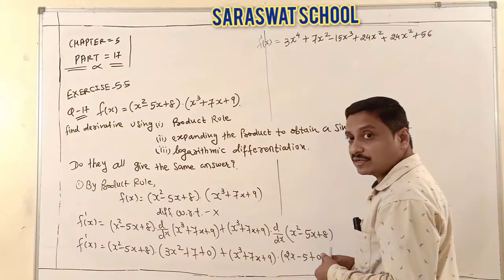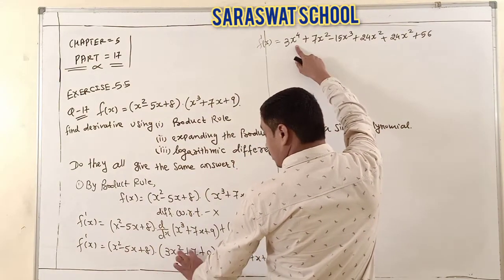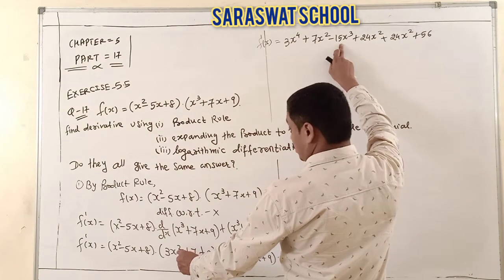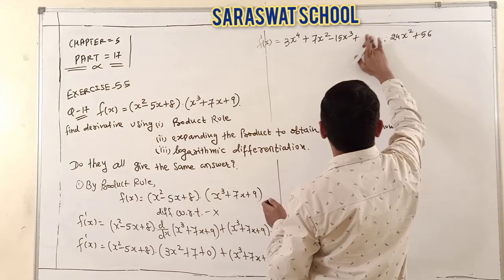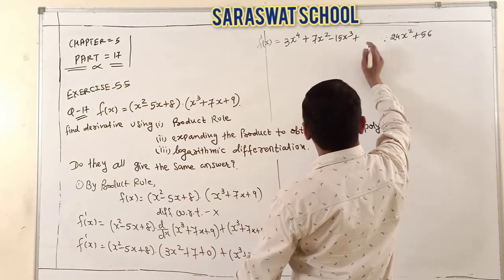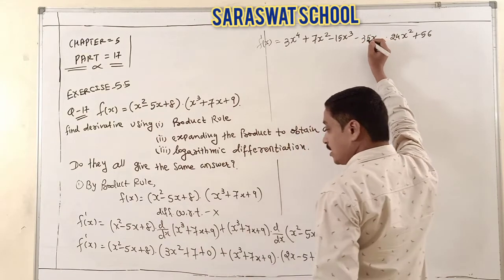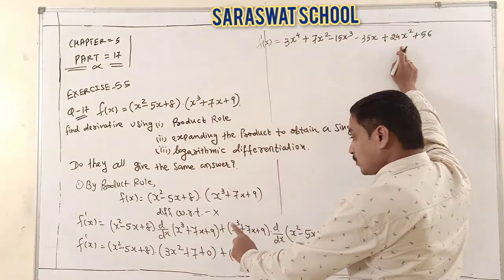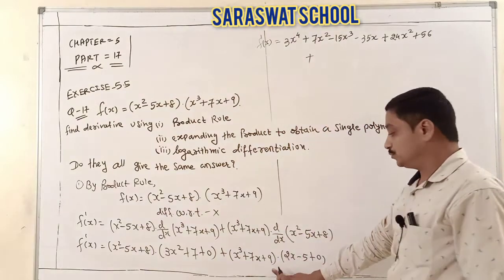Students, one more time check. Maybe my mistake. 3x raised to 4 plus 7x square. Second, 5 times 3 is 15x cube, minus 7 times 5 is 35x. Here mistakes. Again 5 times 3 is 15x cube, minus 35x, 7 times 5, and last 8 times 3 is 24x square plus 8 times 7 is 56. Now students, here same as here too.